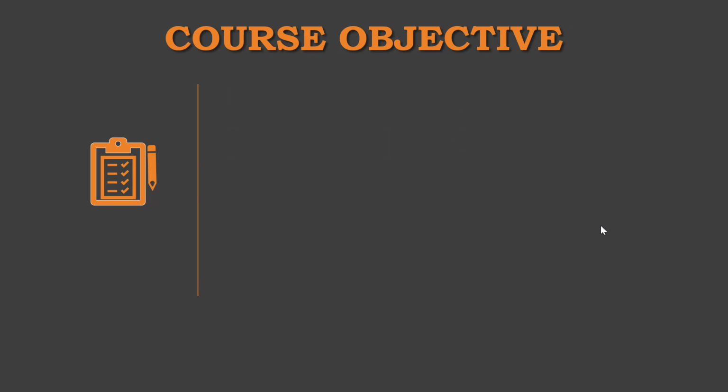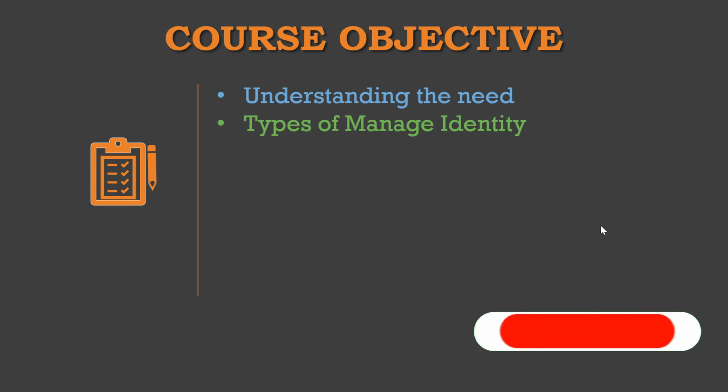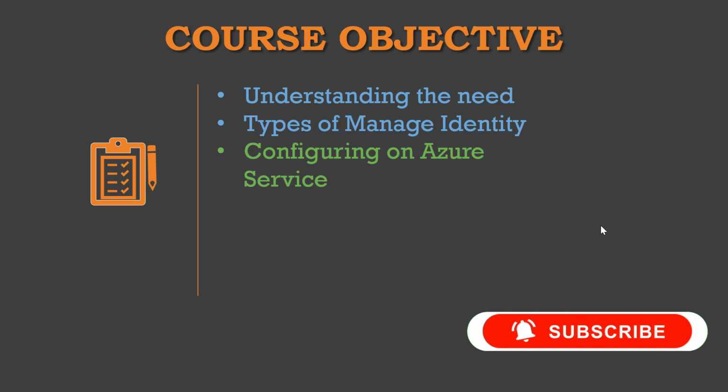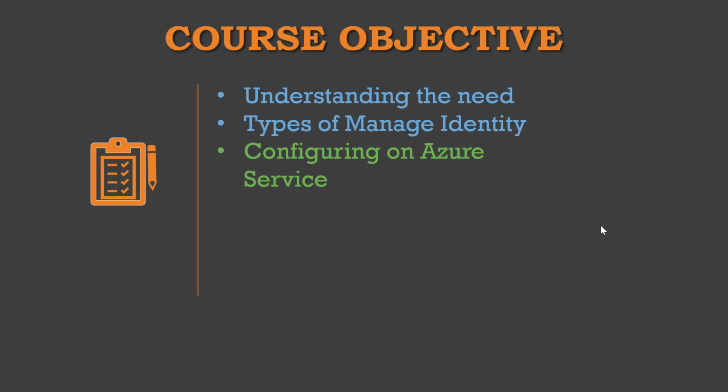This is our course objective. In the objective, we'll discuss why we need the MSI. Then we also discuss the types of managed service identity. We'll check how you configure the managed service identity in Azure and how it works. We'll check how you configure a secure connection with the help of MSI, and we'll also go through some important demonstrations which you can use in your project using the MSI.